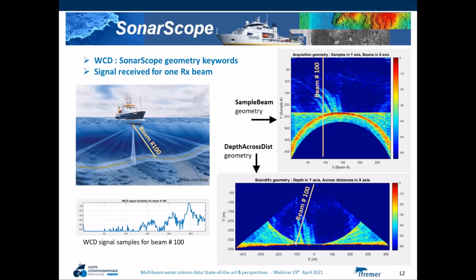The signal received on beam 100 is plotted here. The seafloor is detected here around number 250, and the gas plume is visible here from 125 to 225. Some water column data processings have to be done in the sample beam geometry, and others must be done on this one.